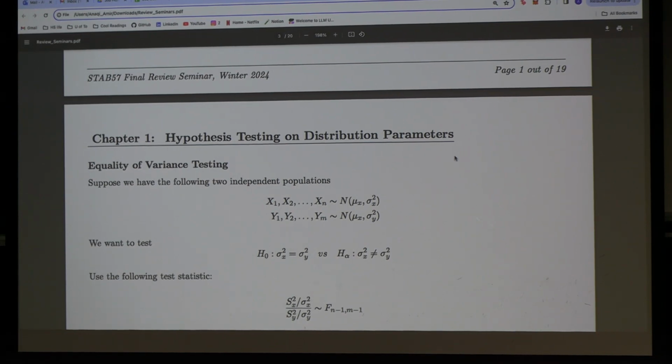But let's start with the equality of variance. So suppose we have two independent populations, and we want to test if they have equal variance or not.